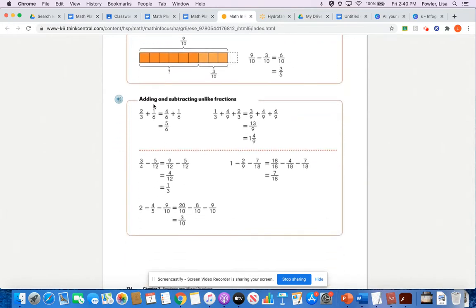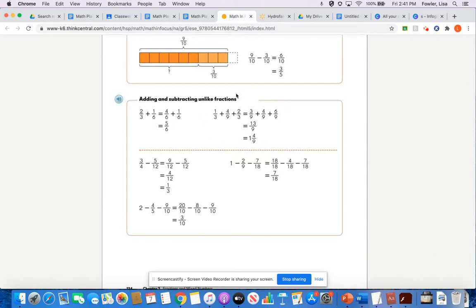You also learned about adding and subtracting unlike fractions. So 2 thirds plus 1/6, you learned to change them so they had a common denominator, so that they both had 6 as their denominator. So 2 thirds is the same as 4/6. So 2 thirds plus 1/6 is the same as 4/6 plus 1/6, which is 5/6.